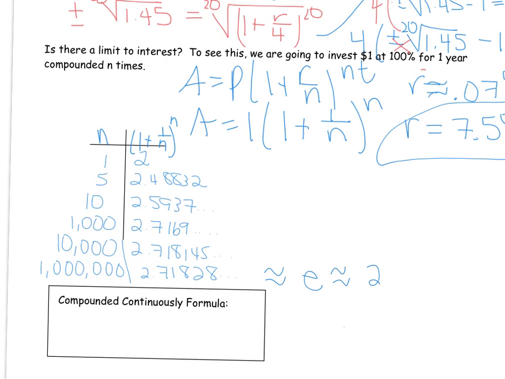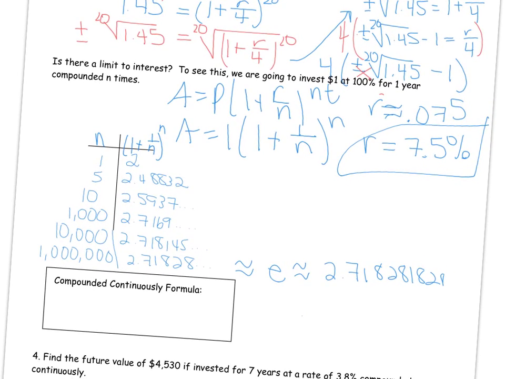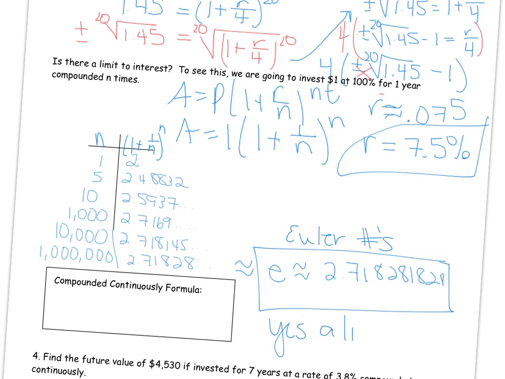e is approximately 2.71828128, and goes on. It is irrational. And this is really often referred to as Euler's number. I know it looks like Euler, but it's pronounced Euler, Euler's number. So unfortunately, there is a limit. And with that being said, we come up with the compounded continuously formula.